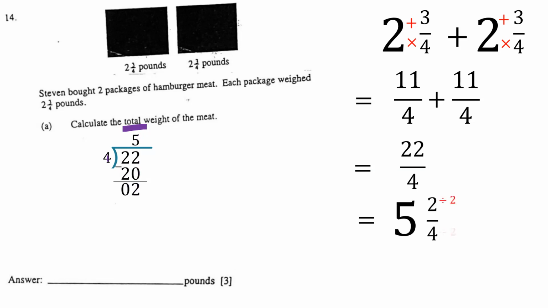But then we have to divide top and bottom by 2. And so we have 5 and 2 divided by 2, that's 1, and 4 divided by 2, well, that's 2. So the answer here is 5 and 1/2.